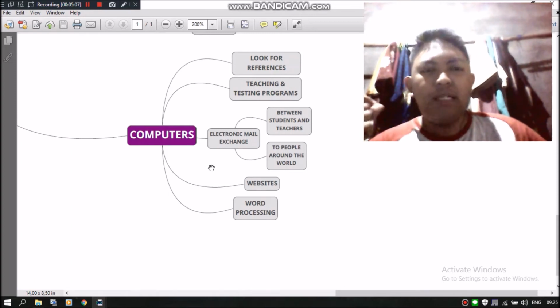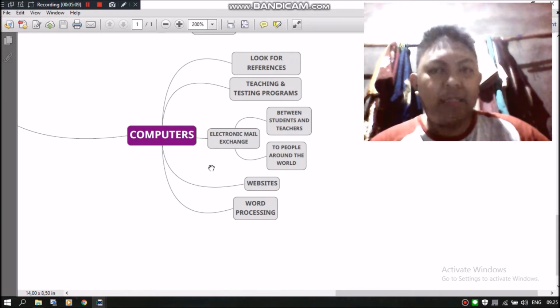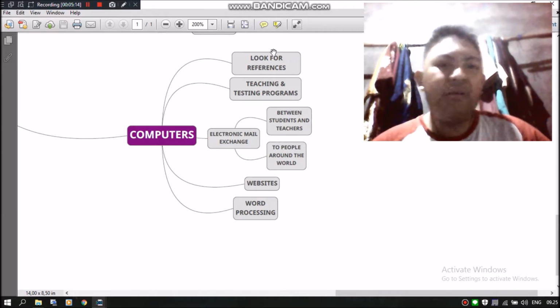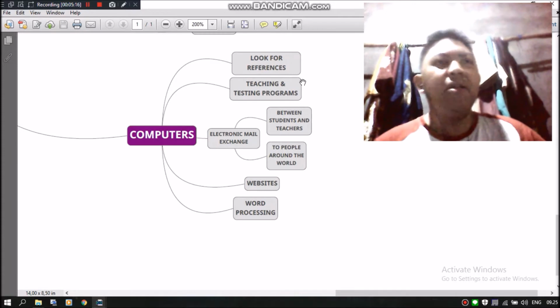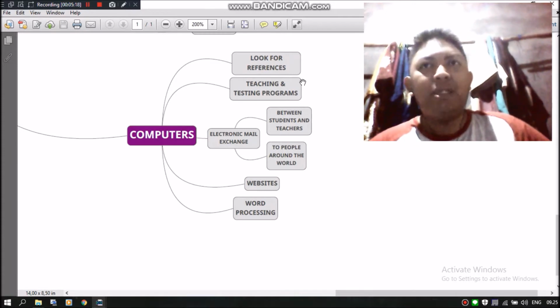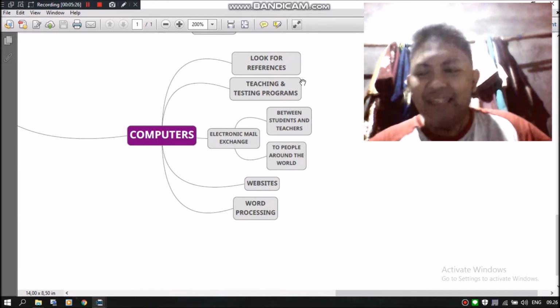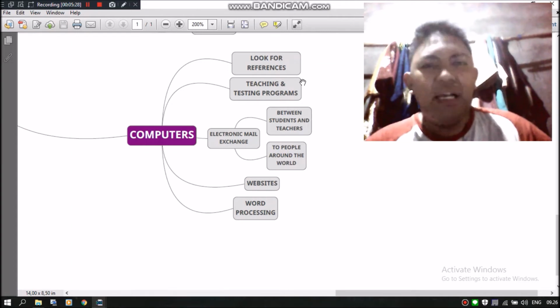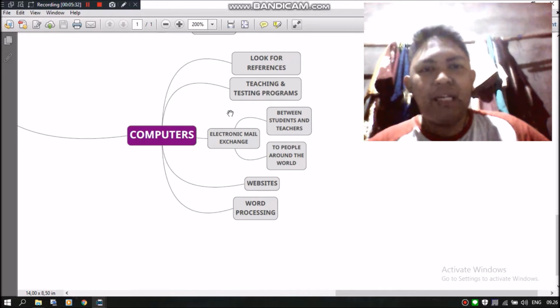And for the teacher who wants to utilize computers, they can be used to look for references, to provide the teacher with more teaching media. Not only this, but you get the point. And we can also use computers to make teaching programs and testing programs.